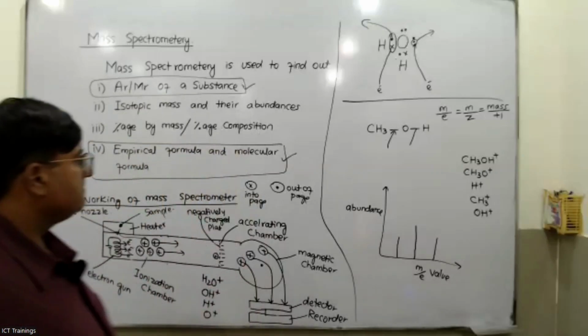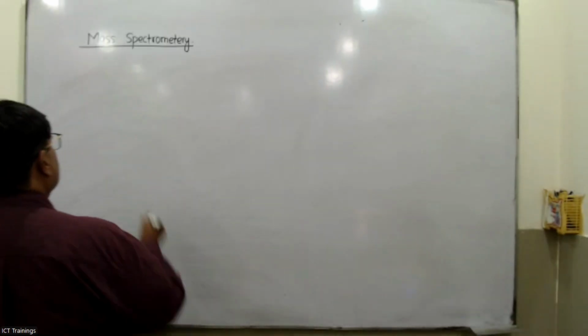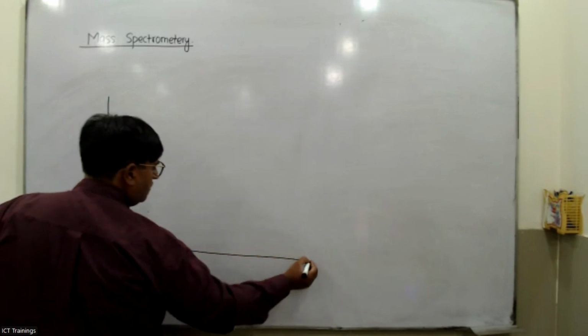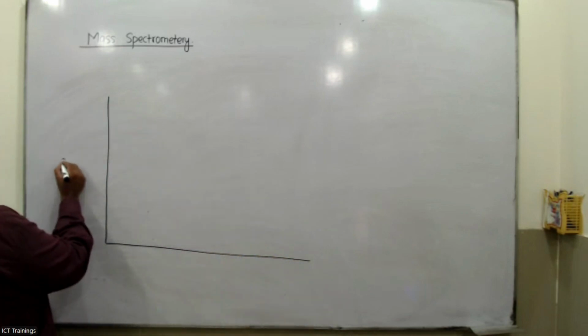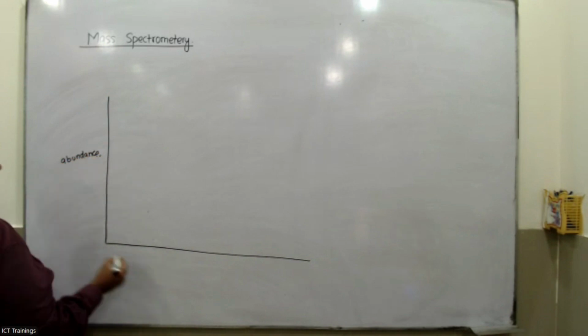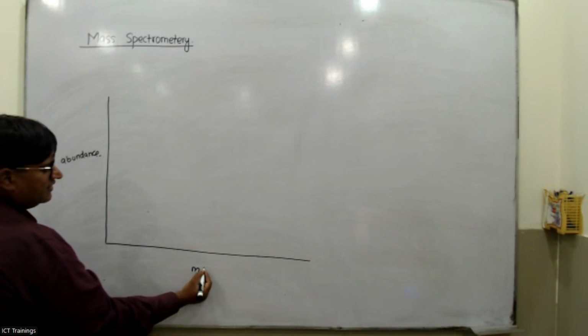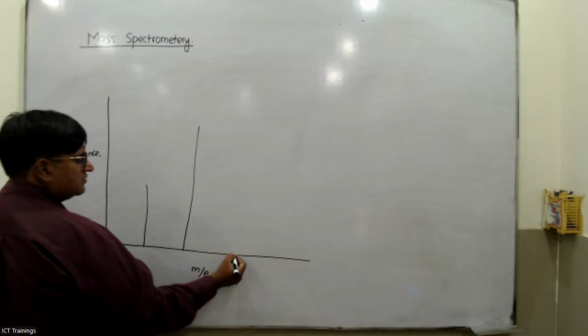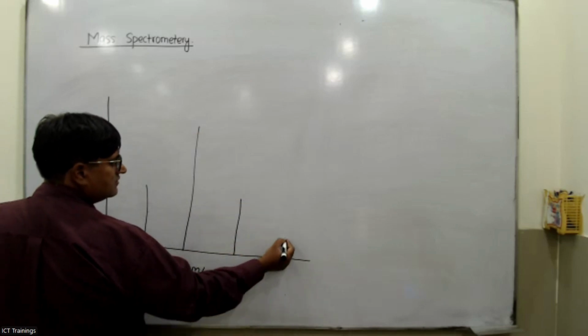Okay, my dear students. Now we are going to start with the different peaks formed. This is the abundance. This is the m over e value. So the different peaks are formed like that.